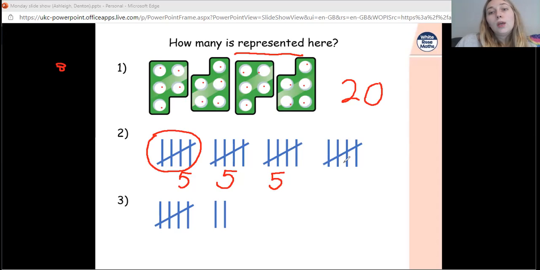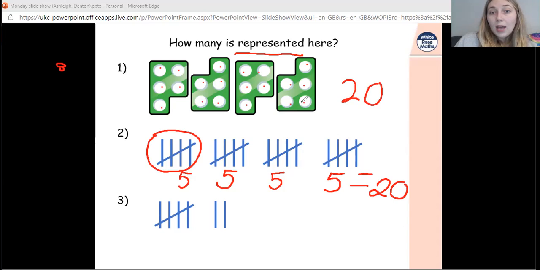1, 2, 3, 4, 5 as well. Now let's add all of these 5s up together. I'm going to count in my 5 using my 5 times table. 5, 10, 15, 20. So well done. The same as the top one. 20. So the number 20 has been shown here in 2 different ways.